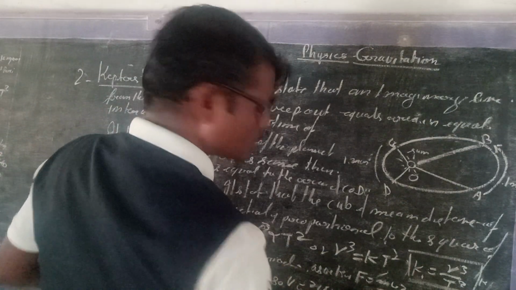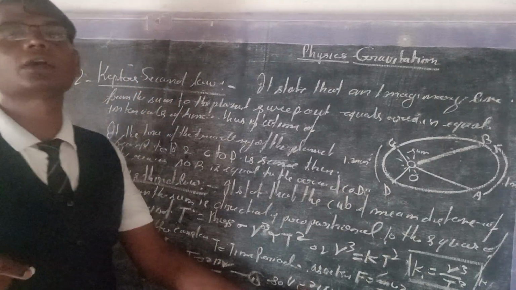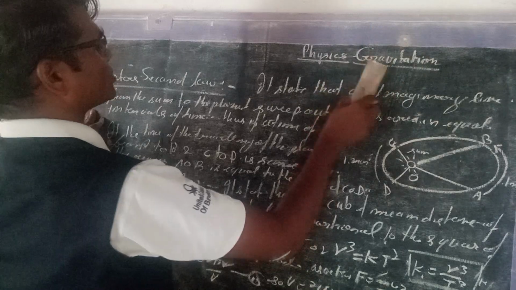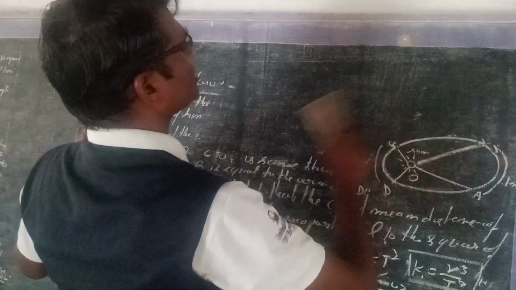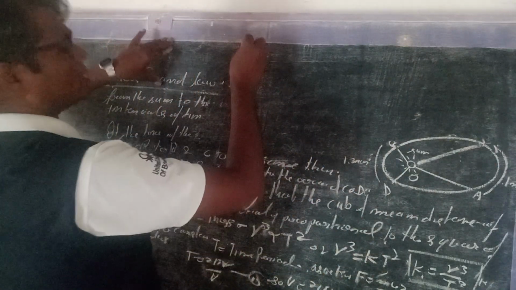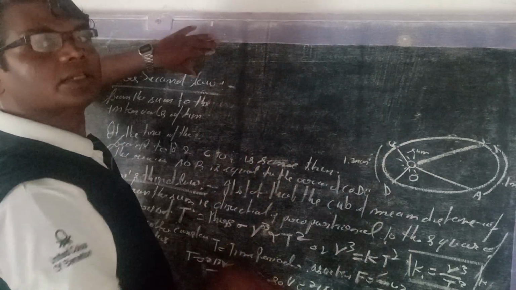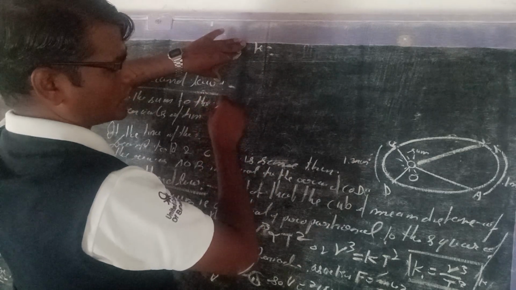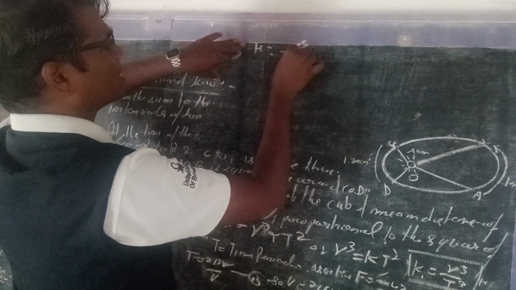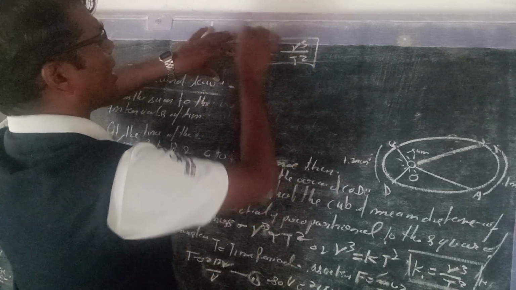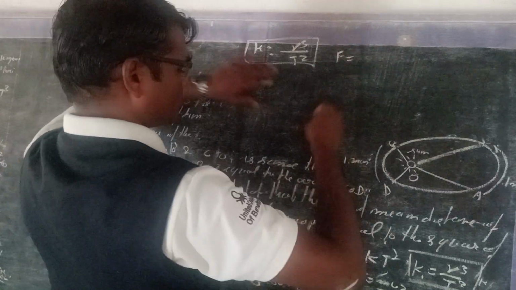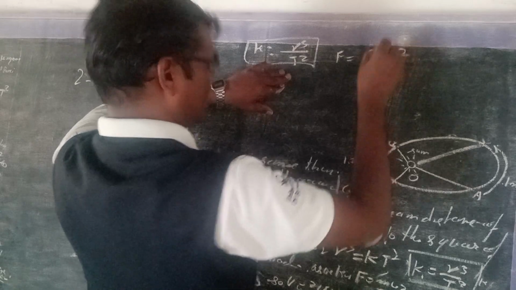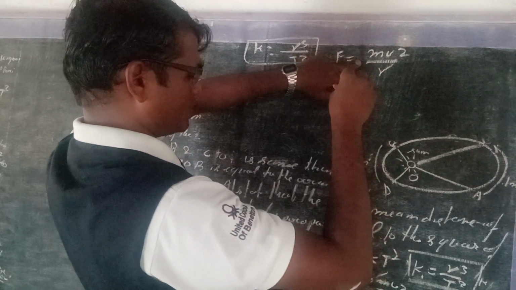So K is always equal to R cubed by T squared, and F is always mV squared by R, the first equation.